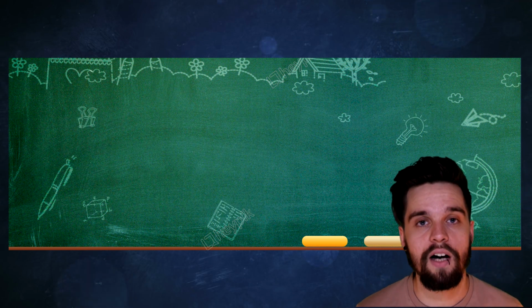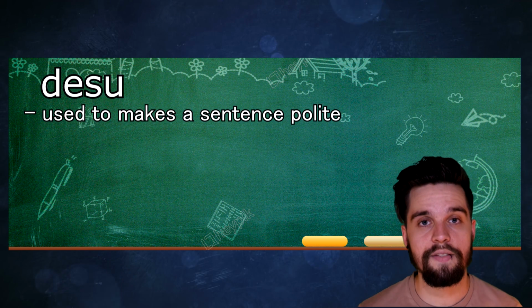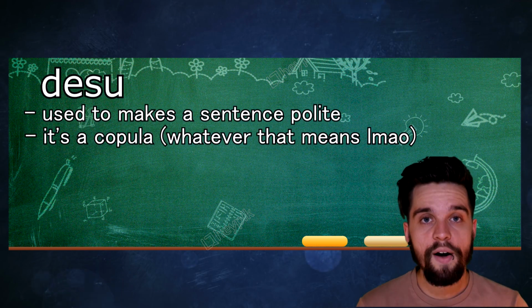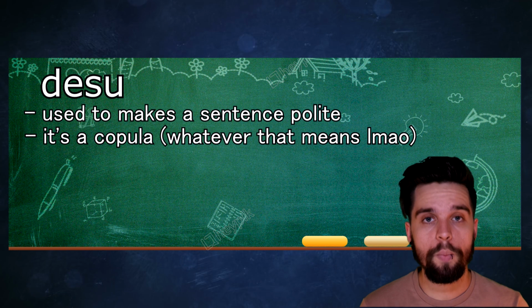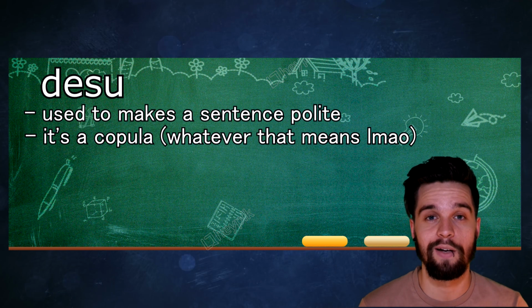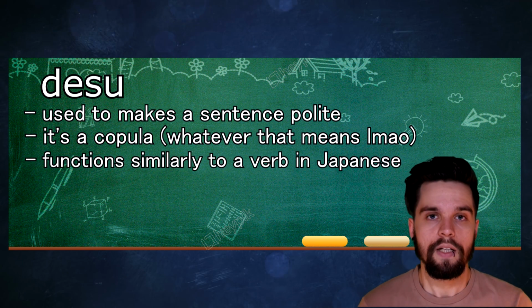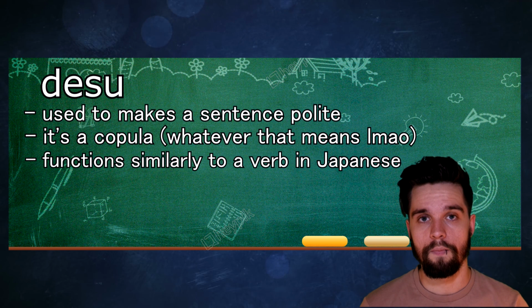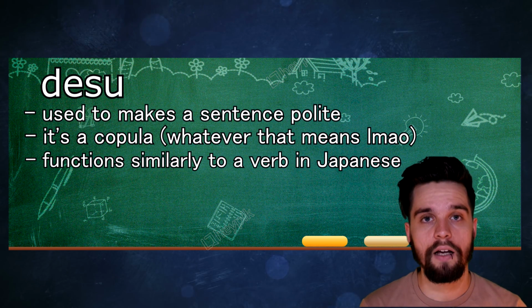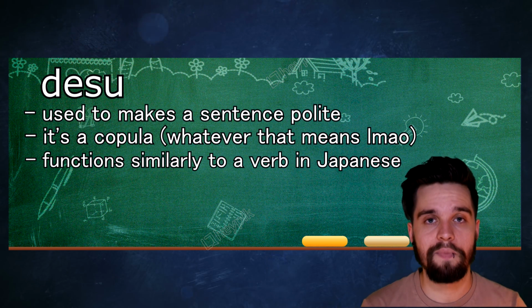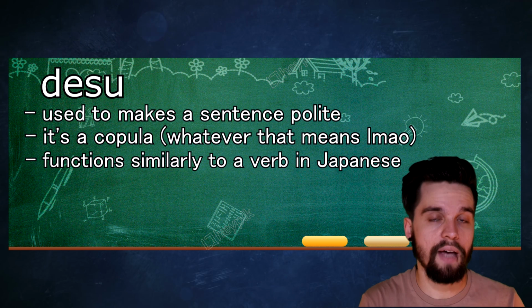The next grammar I want to cover is desu. This is very important for polite speech. The grammar desu is a so-called copula. Now, I don't really know how to explain what a copula is because it's very confusing and we don't really know this concept in our languages. But it is basically like a verb, but it is not a verb. Desu can conjugate like a verb, so if it's past tense, desu is also past tense.